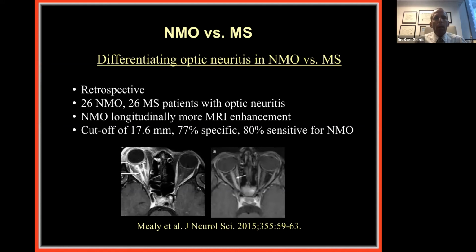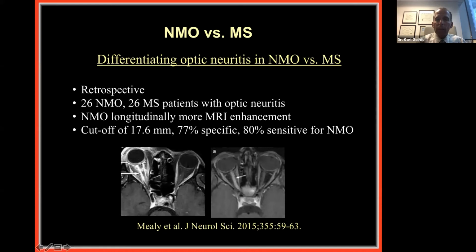We've got that now. So in this study, they wanted to try to see if there were MRI findings that might differentiate NMO optic neuritis from MS, from demyelination. It was retrospective, but they looked at 26 patients with NMO and 26 patients with MS. And they found that in patients with NMO, you're much more likely to have a longer segment of demyelination. So on our lower image on the right, this whole right optic nerve, where the little white arrow is, this whole optic nerve is enhancing. You can see the left optic nerve is not enhancing.